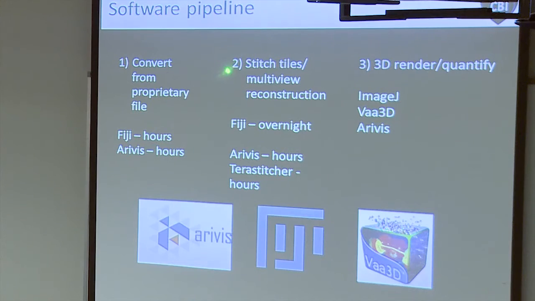So the next thing, let's look at stitching tiles first of all. This can be done in Fiji or in Arivis. I'd say this is one of the greatest powers of Arivis, that this can be done in a couple hours. It's very easy, it's very user-friendly. Fiji can also do this. It's going to take a lot longer.